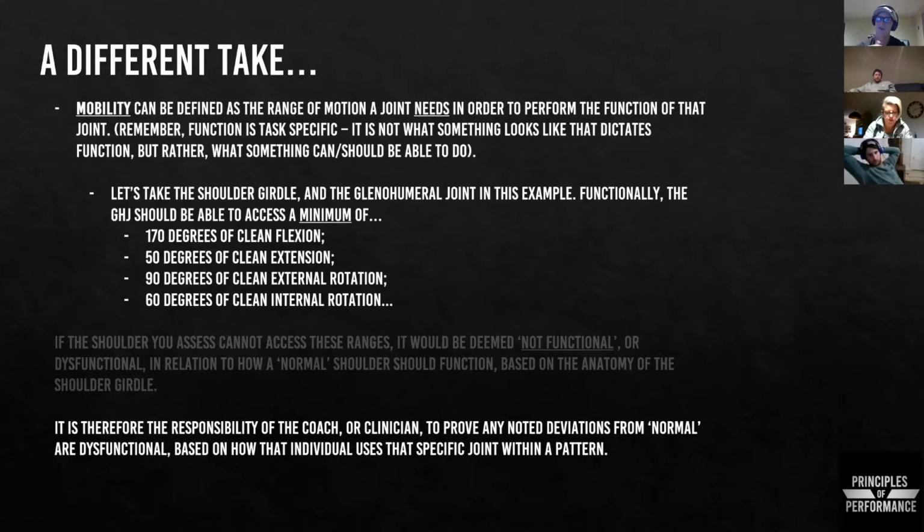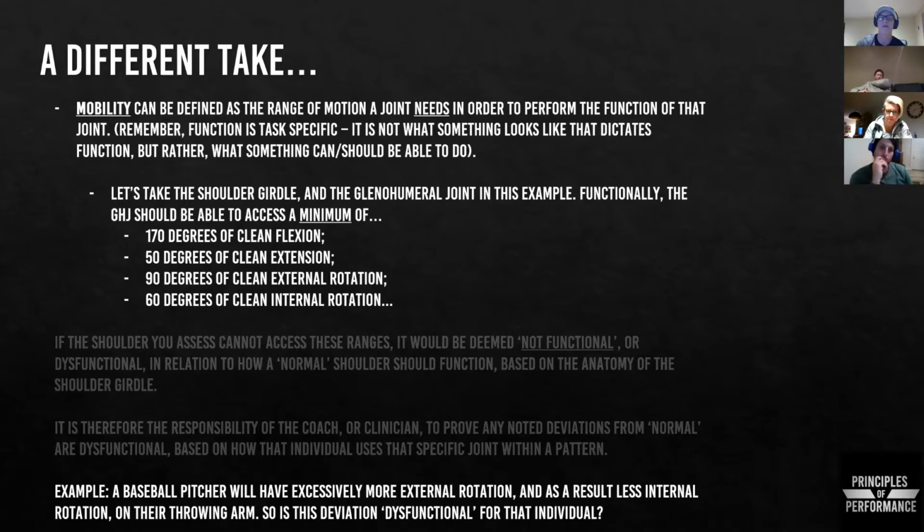Let's take it back a couple of minutes when I was saying we've got an athlete, maybe a non-athlete as well, but they play a sport where they like to throw. There's going to be some specific deviations away from normal because they may excessively use that joint as part of a pattern that they deem functional for the task or the hobby that they do or the sport they play. This example, a baseball pitcher, so a professional athlete, will have excessively more external rotation and as a result will have less internal rotation. This is called a shifted arc on their throwing arm.